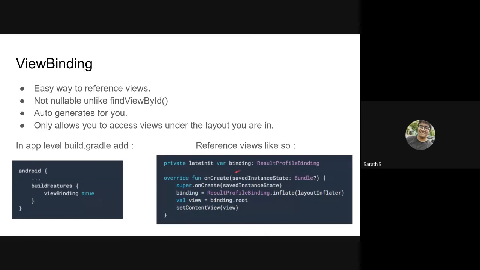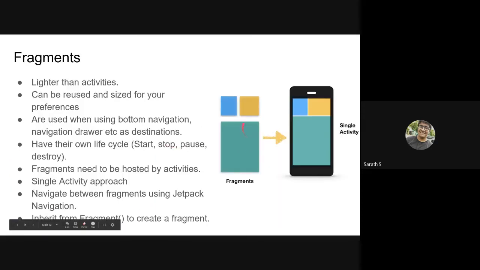So it's just an easy way to access views. Then going on, another component like activities is called fragments. An activity is basically a whole screen, right? A fragment is basically a smaller part of a screen. It's a more lightweight component which is used for swapping in and out.